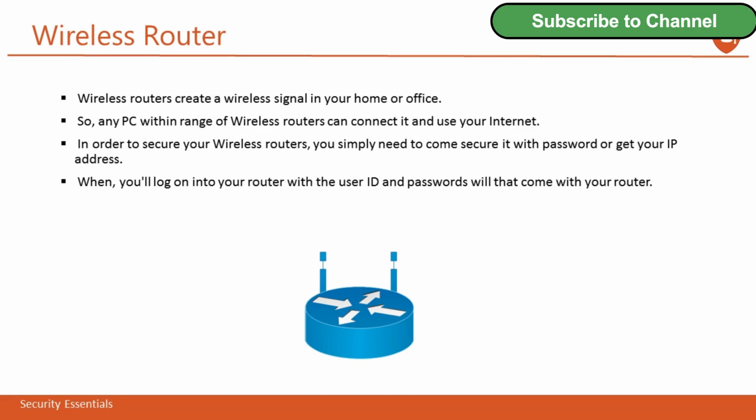In order to secure your wireless router, you simply need to secure it with a password or get your IP address. When you log into your router with the user ID and password that comes with your router, then you can access these settings. For all the settings, you have a router panel. This can be accessed through your network. It will run in your browser by using the default gateway and the default IP address. Then you can change the settings for your wireless router.